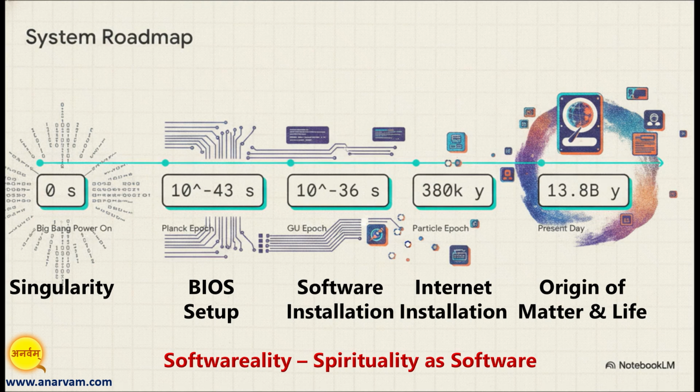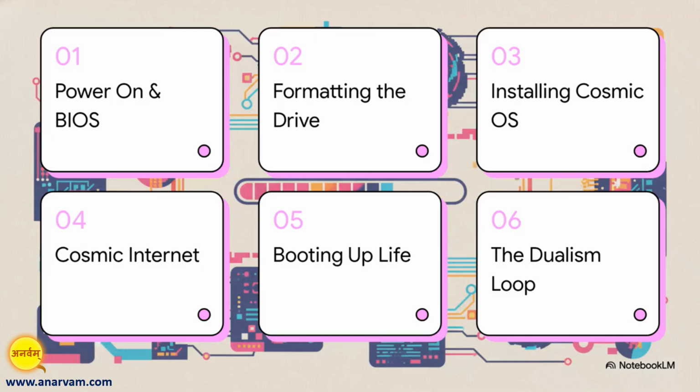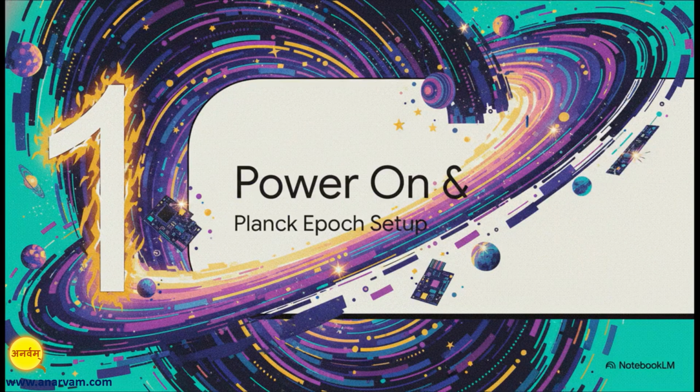We're going to trace this timeline, but we'll be viewing it entirely through the lens of what the author calls softwareality. This is the fundamental idea that software invariably precedes physical hardware. So how does this actually boot up? We're going to follow a very logical system menu through 6 stages. Power on in BIOS, formatting the drive, installing the cosmic OS, the cosmic internet, booting up life, and finally, the dualism loop. All right, let's boot this thing up.